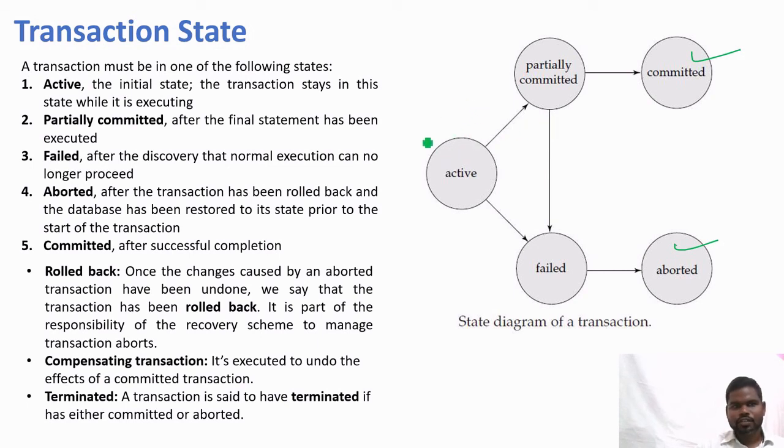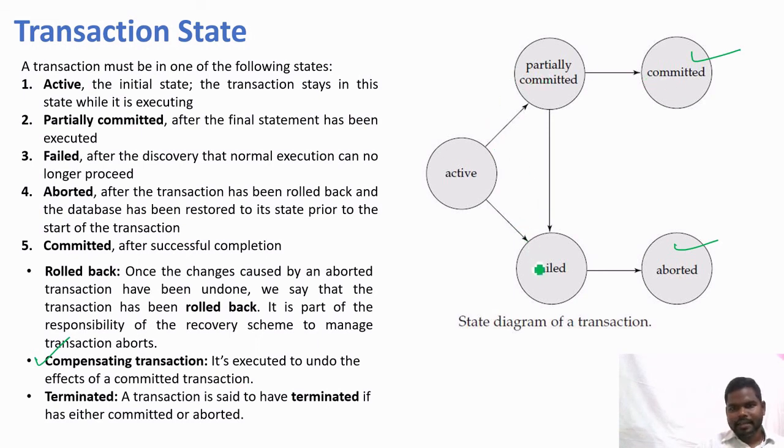The first state is called active, when the transaction is being executed. Partially committed is when the last operation within the transaction is executed. Committed is when all the updates made by the transaction are written into the disk. To undo the committed operation, we have one option called a compensating transaction, because once a transaction has entered the committed state, it cannot be rolled back.